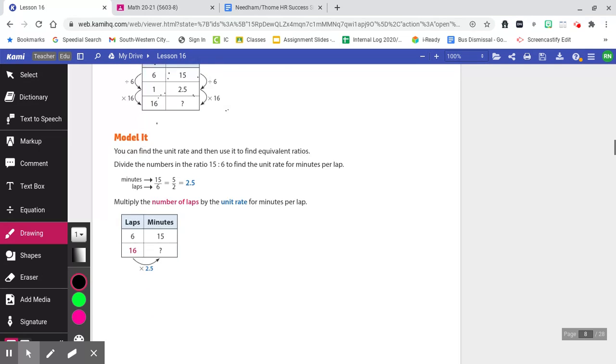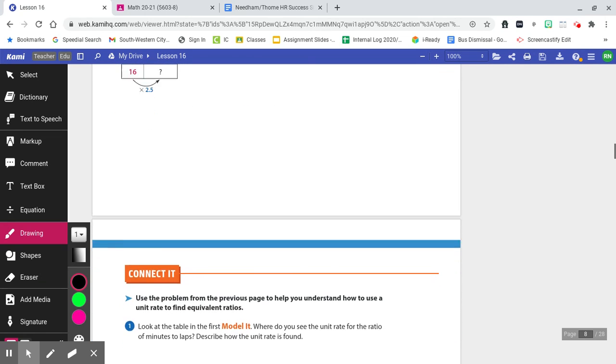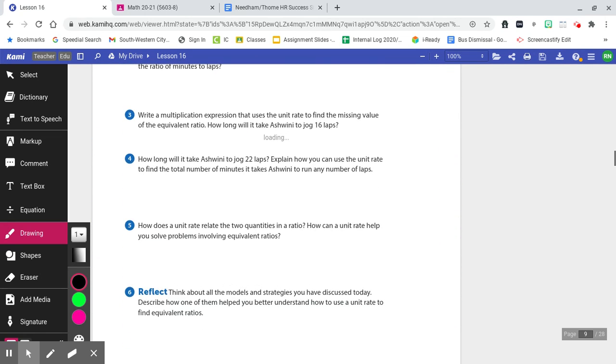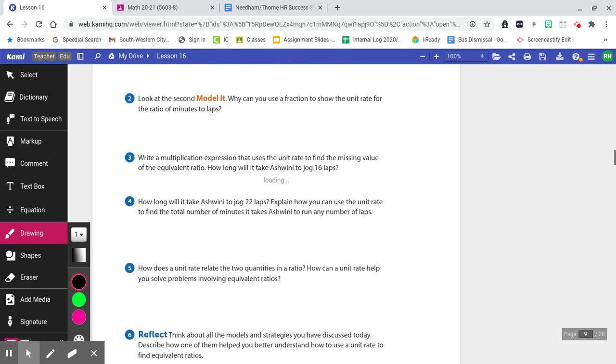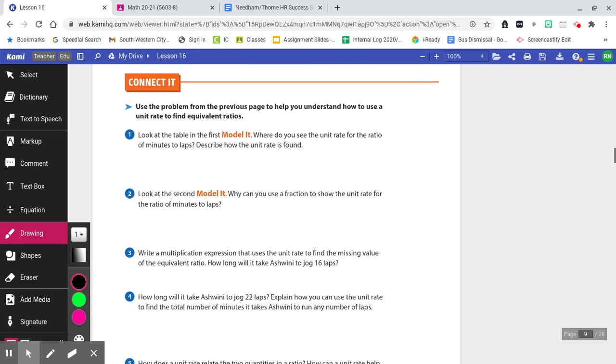So let's turn to the next page. We are now on page 365. And the first connected problem. Look at the table in the first model it. Where do you see the unit rate for the ratio of minutes to laps? Describe how the unit rate was found. So I would like you to stop this and go ahead and answer this question and then come back.